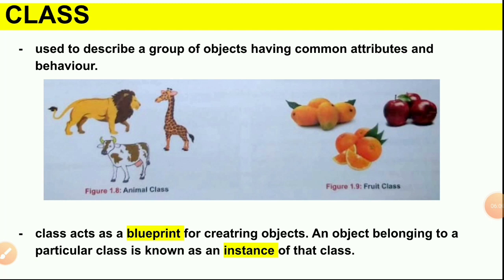So in this example, in the animal class, we have created three animal objects. So we can also say that we have created three instances of the animal class. And here we have got fruits also. We have created three fruit objects, and they all belong to the fruit class.